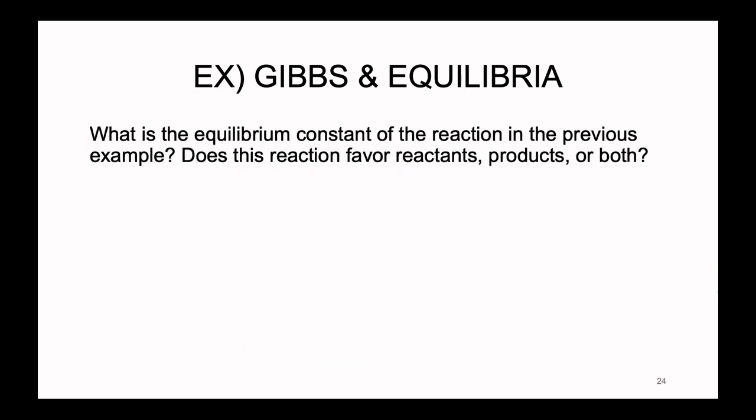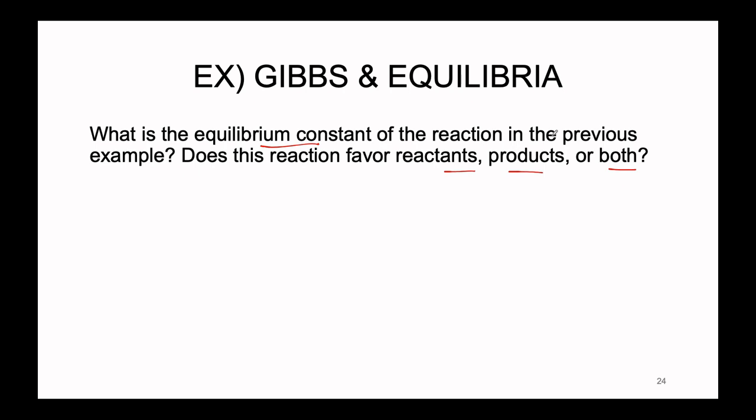All right, so again, I had said that this version of the Gibbs free energy equation is useful to us if we don't know K. Well, can we use this information to find K? What is the equilibrium constant for the hypothetical previous reaction? We can also use our equilibrium constant to determine whether reactants, products, or both are favored. In other words, what's the balance of products to reactants, as we talked about on Friday.